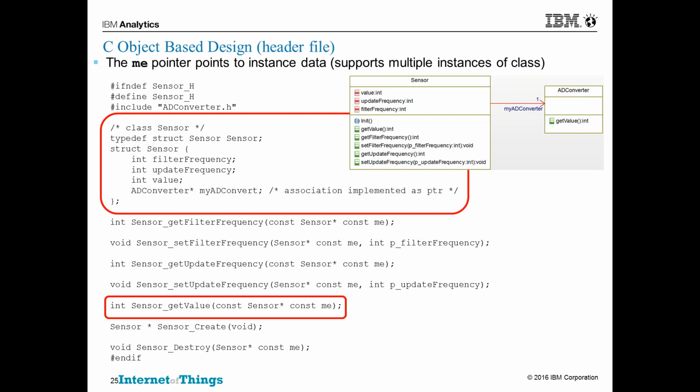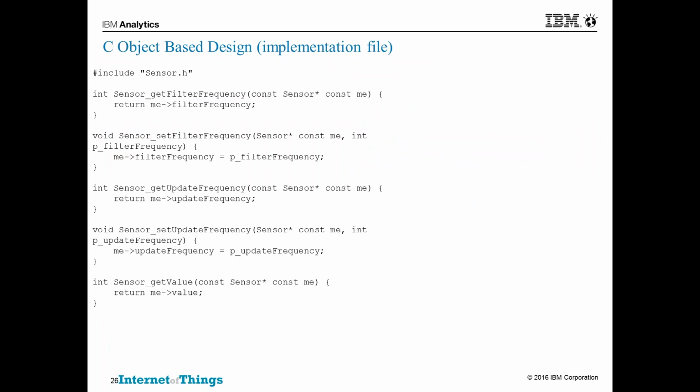The reason me is there is because you have multiple instances, or at least potentially multiple instances, of this class. And you have to know which instance you're talking about, which data set you're talking about. Is that sensor 1 or is that sensor 2? The me pointer points to that appropriate struct, so you can get the data from the right element. And the implementation file just provides the implementation of that. That's nothing really magic there. Pretty straightforward stuff.